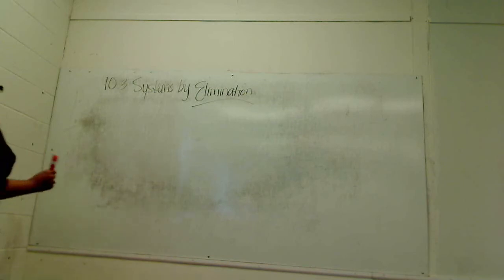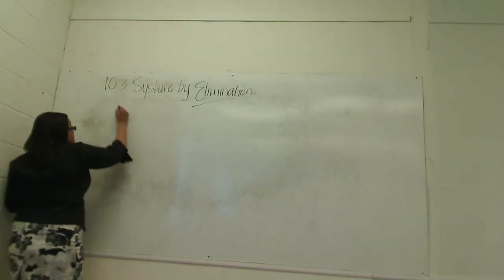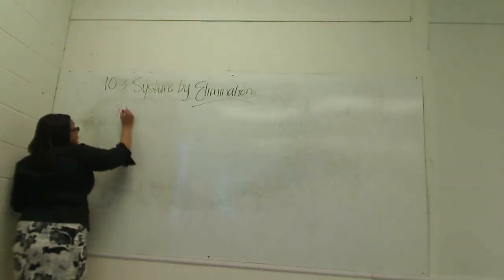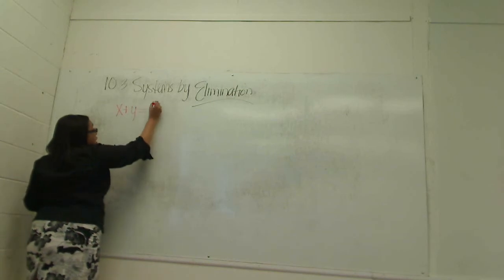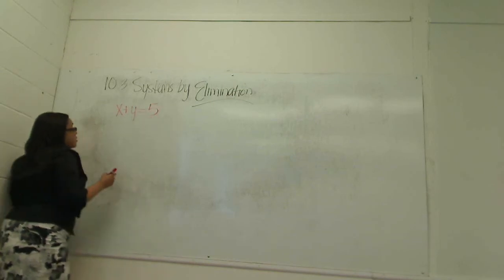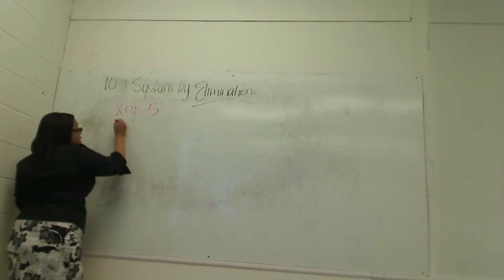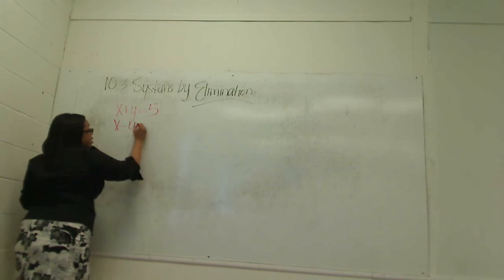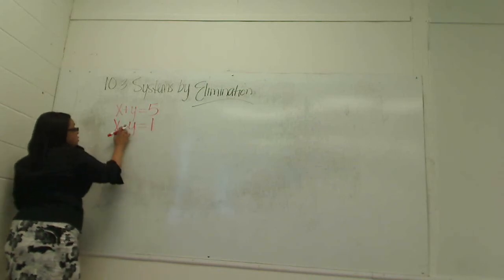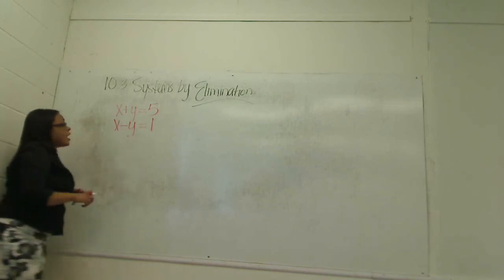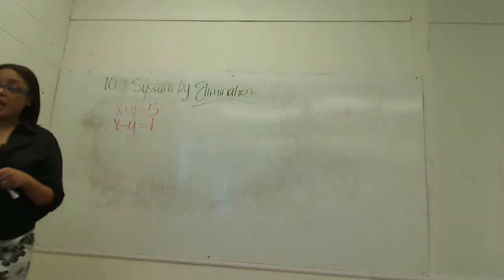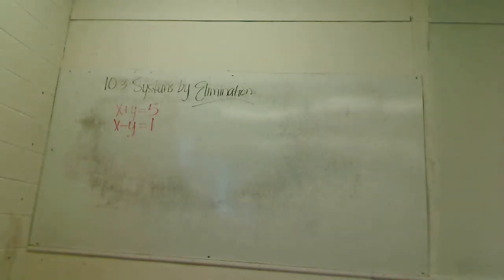Let's say I had the system x plus y equals 5, x minus y equals 1. Okay, x plus y equals 5, x minus y equals 1, and I want to solve this using elimination. There are a series of steps to take here.